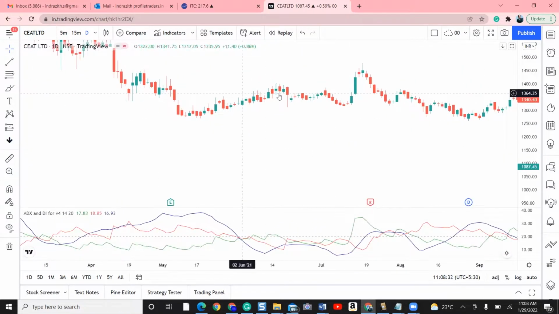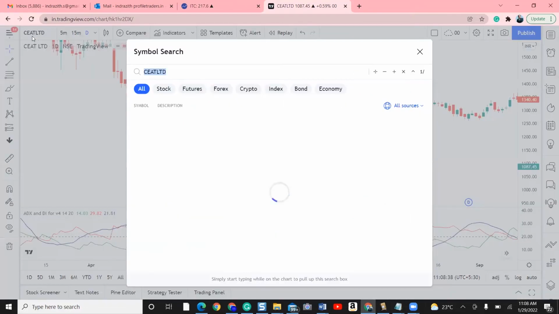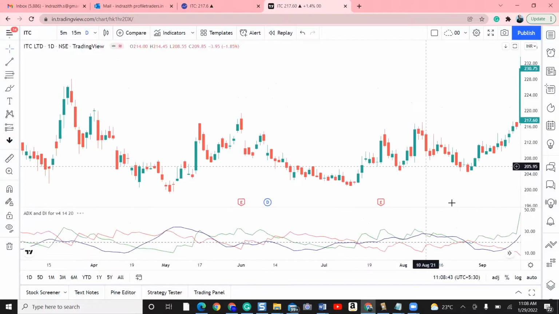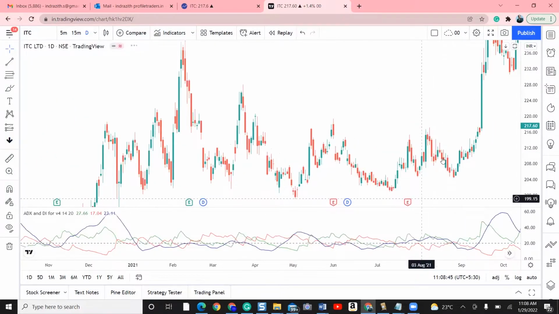Can you see here it is completely sideways, right? From here to here. Can you see the ADX line is below 20 actually? We can also look at ITC. ITC is okay. Can you see here from here to here it is kind of sideways, right?